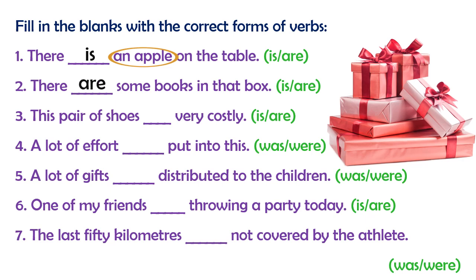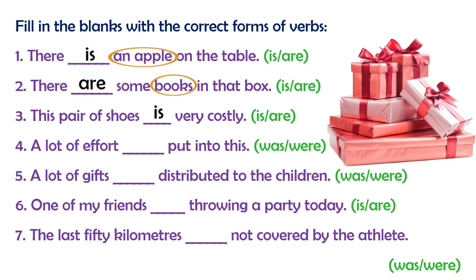Number 2. There are some books in that box. We use a plural verb because the noun that follows, books, is plural. Number 3. Any sentence that begins with the phrase "a pair of" takes a singular verb because a pair means one. This pair of shoes is very costly.